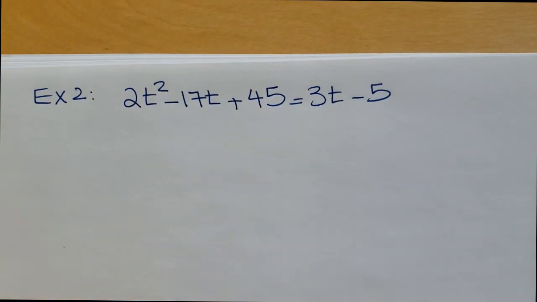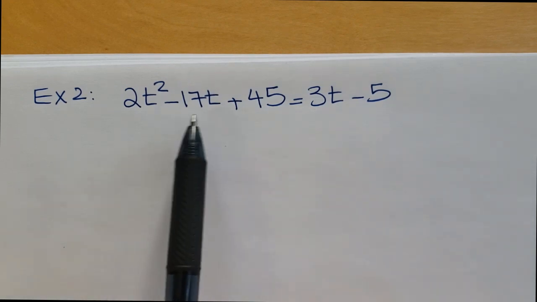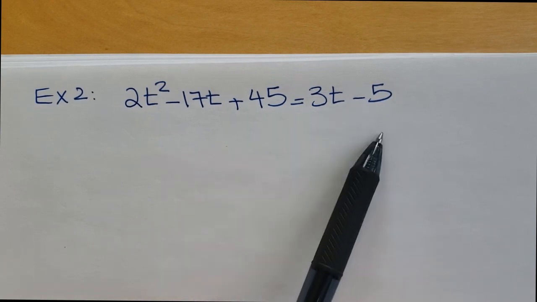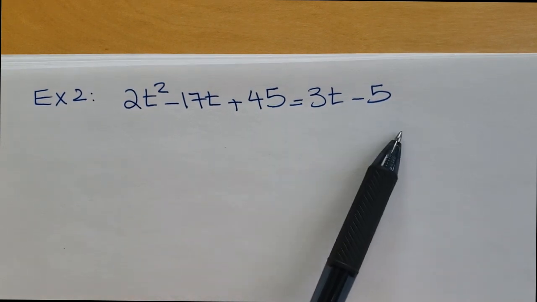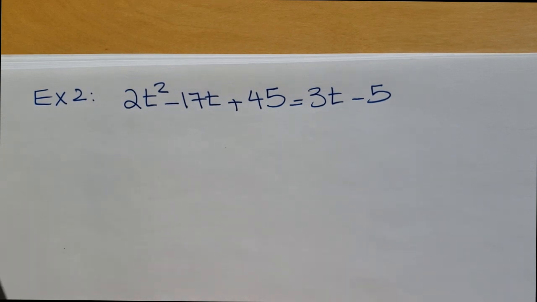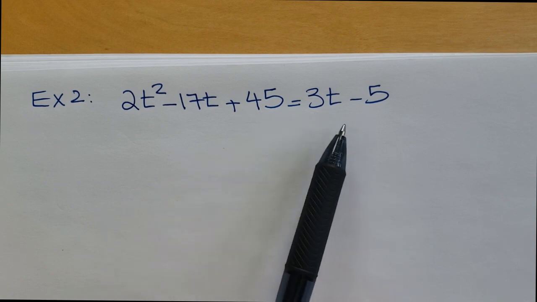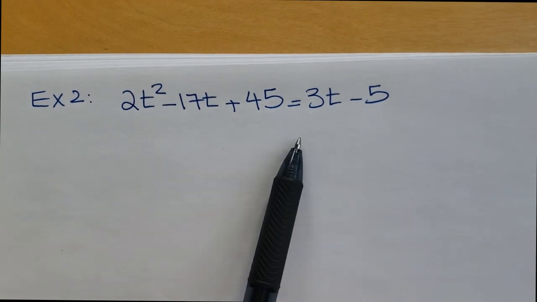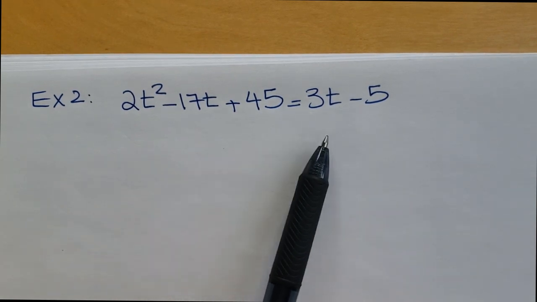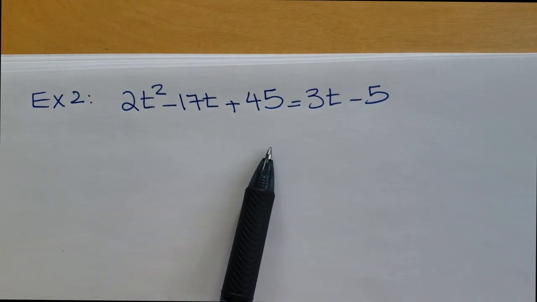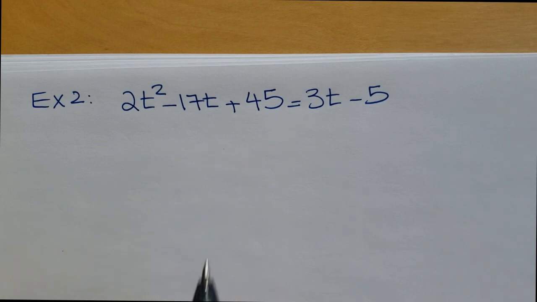Now let's do another example. This is a little bit more advanced, because here you have three terms on one side of the equal sign, and on the other side you have another two terms. So the first thing you need to do is simplify and rearrange and bring everything to one side and equate it to 0. You can either use the factorizing method or the quadratic formula. So let's do it together.